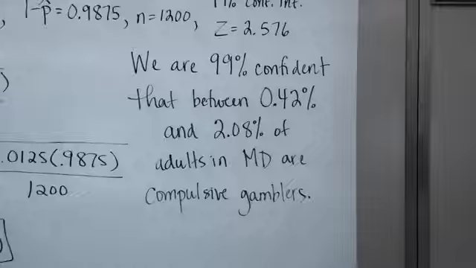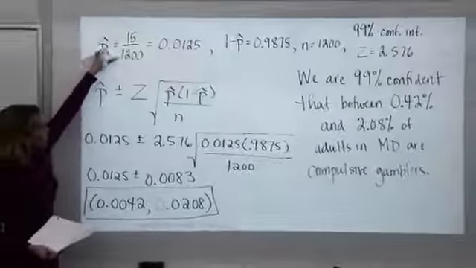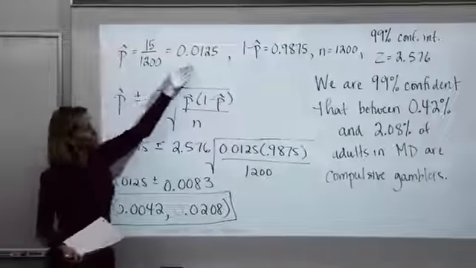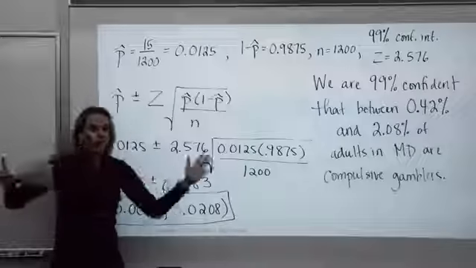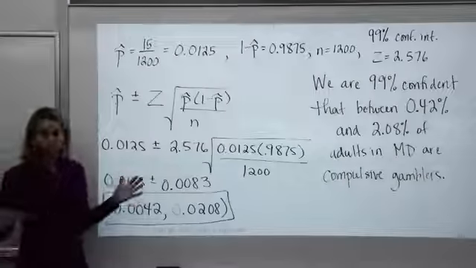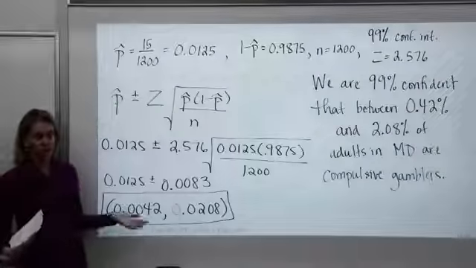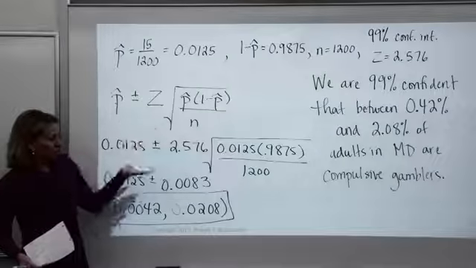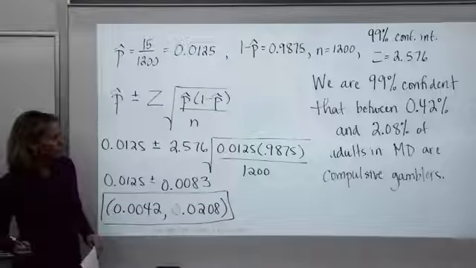Essentially, if we were to do this over and over again, if we did this again and collected a different sample of 1,200 adults, we probably wouldn't get 15 that were compulsive gamblers. We'd probably get a different number. This value would change. Our confidence interval would be different. If we did this over and over and over again and looked at all the different confidence intervals, 99% of the confidence intervals would contain the true proportion of Marylanders that are compulsive gamblers, and 1% of them won't. That's sort of an explanation as to what the 99% confidence leads us to.